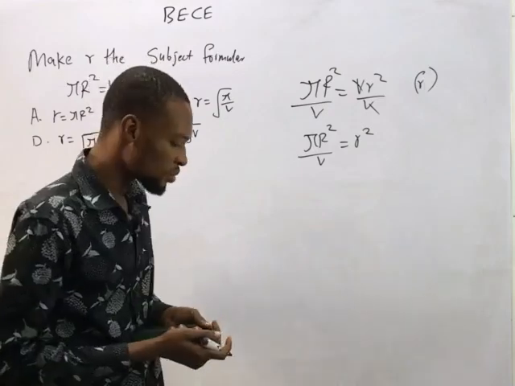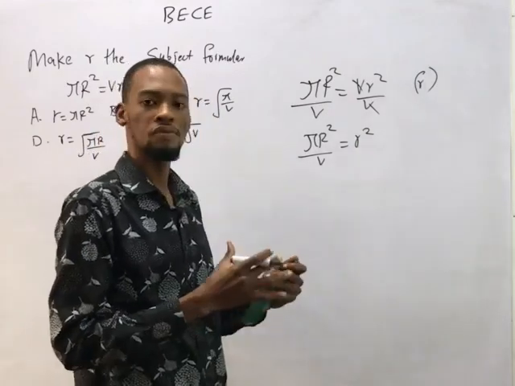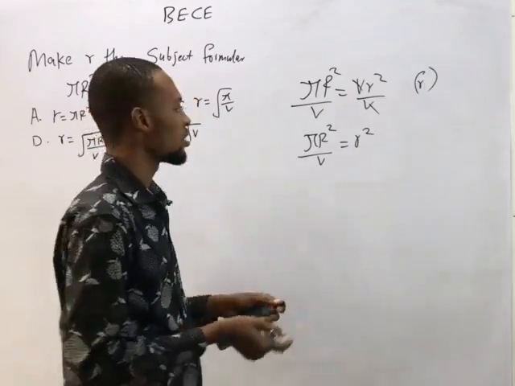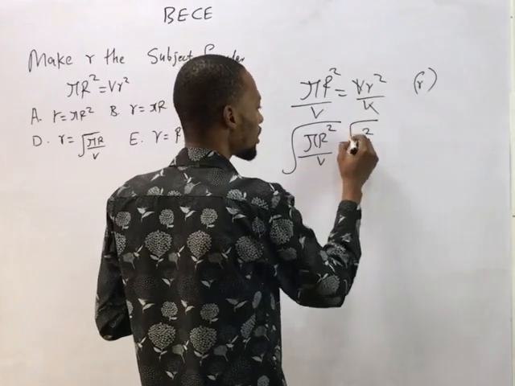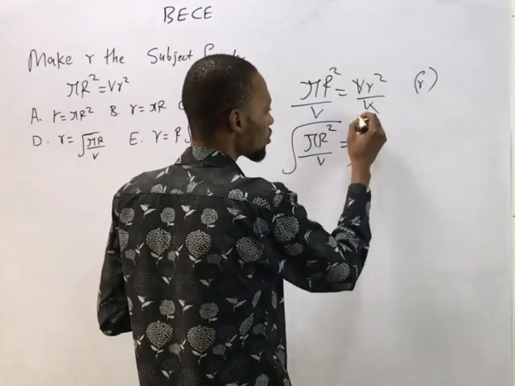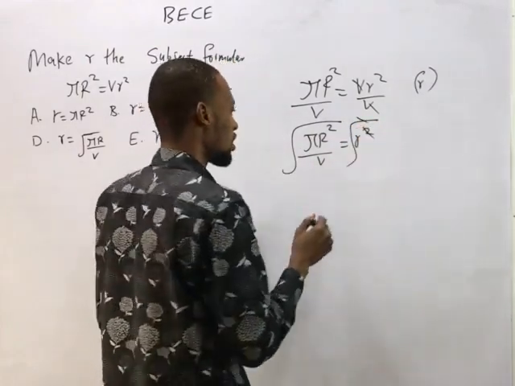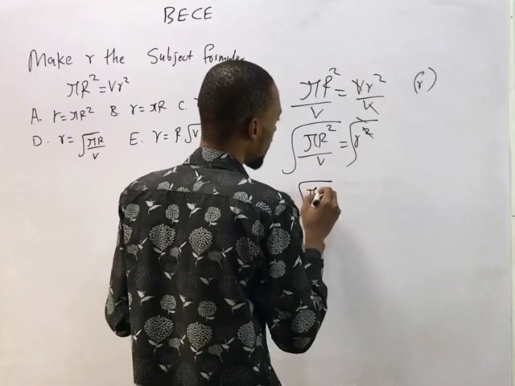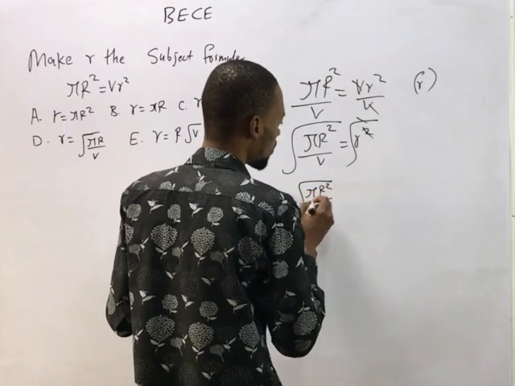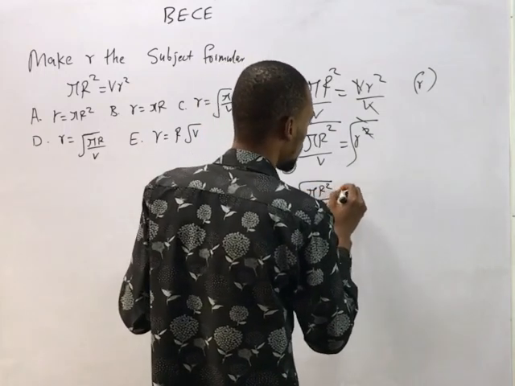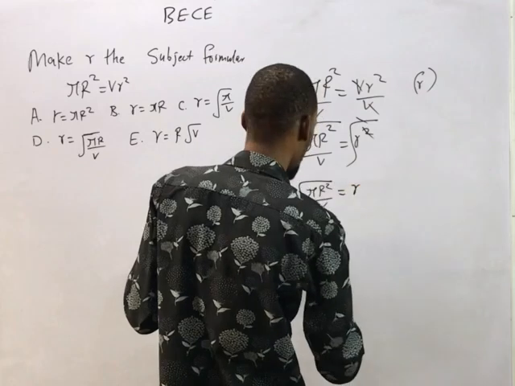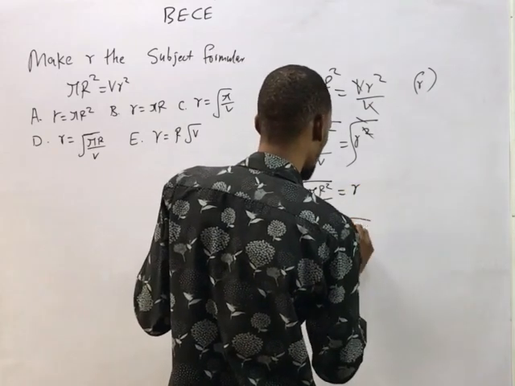And now remember what I told you. To remove square, we look for square root of both sides. So if I square root of this and this, this square root will remove this square. I'll be left with pi arrow square over v is equals arrow. So arrow will be equals.